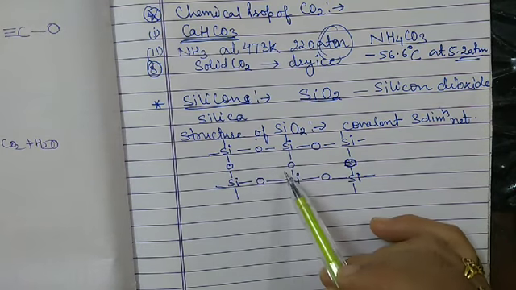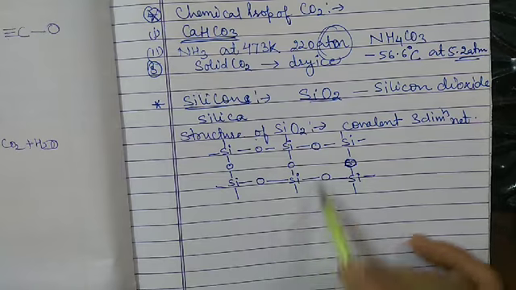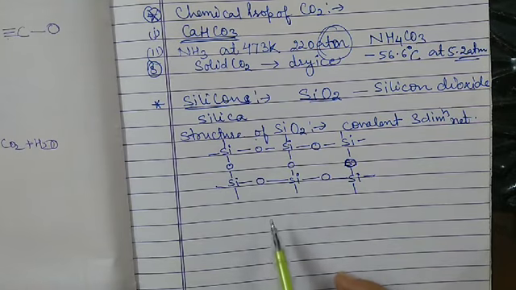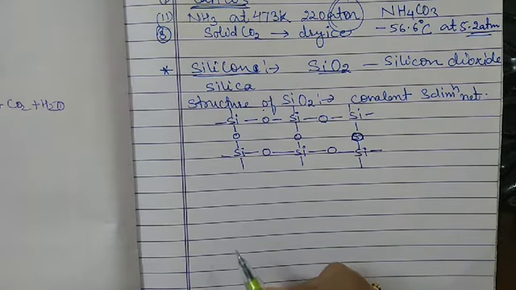Now in this figure, each corner atom is shared between 2 tetrahedrons, and in the entire crystal there are 8-membered rings with alternate silicon and oxygen atoms. So this is the structure. This is a covalent three-dimensional network solid. Now let us discuss the method of preparation for silicon dioxide.